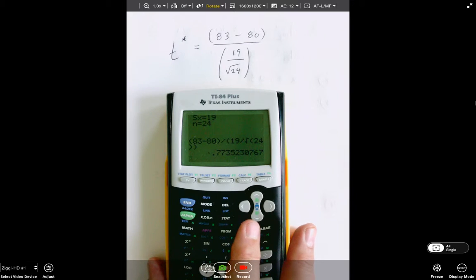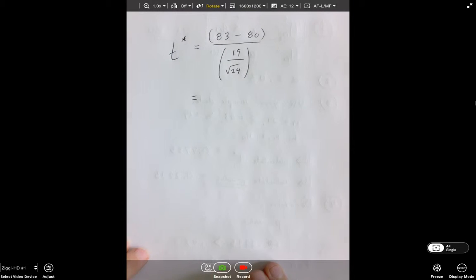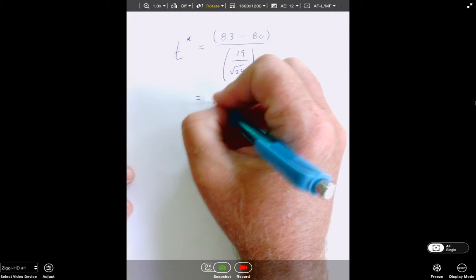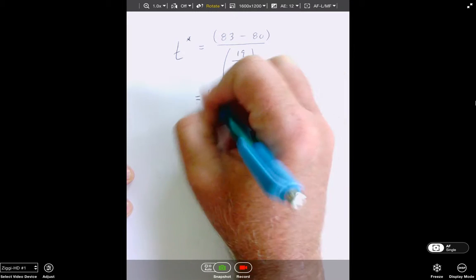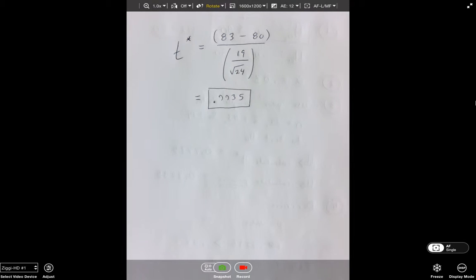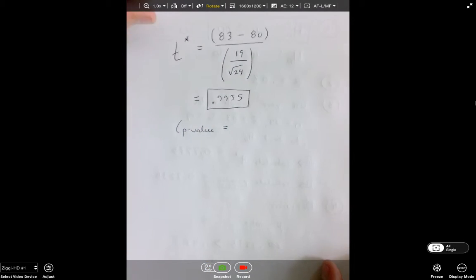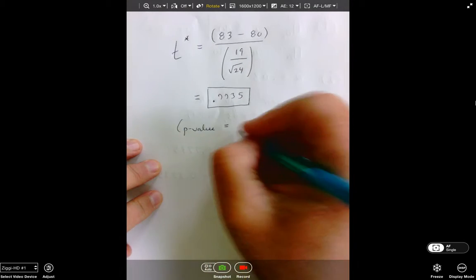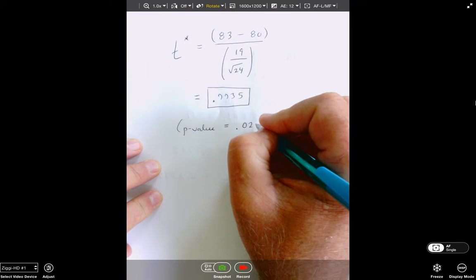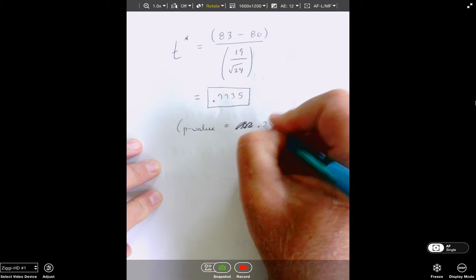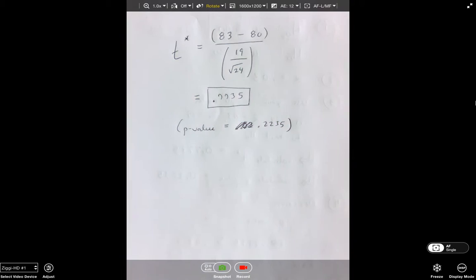Is that what we got before? 0.7735. It better be. 0.7735, yeah. I mean, I know it's going to work, but I have a tendency to do goofy stuff. Now, the p-value we got was 0.2235, right? Yeah.